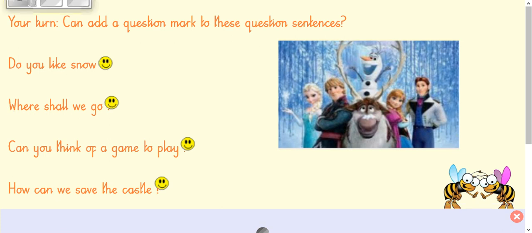I bet you did a great job at identifying where the question mark needs to go. Let's be reflective and check your answers against mine. Did you place all the question marks in the right place? If so, super effort.